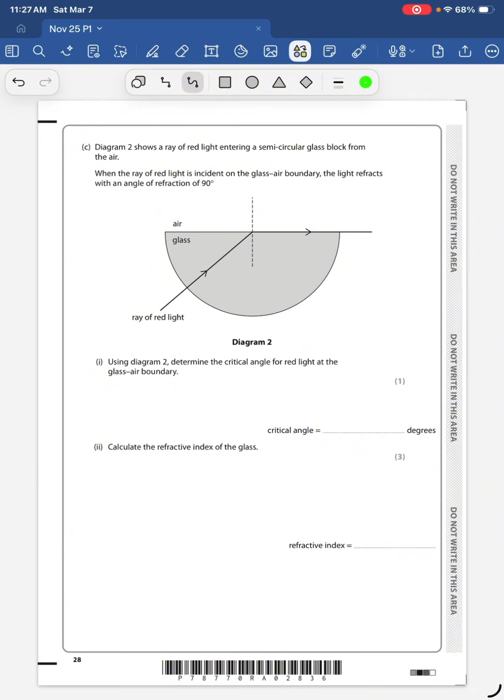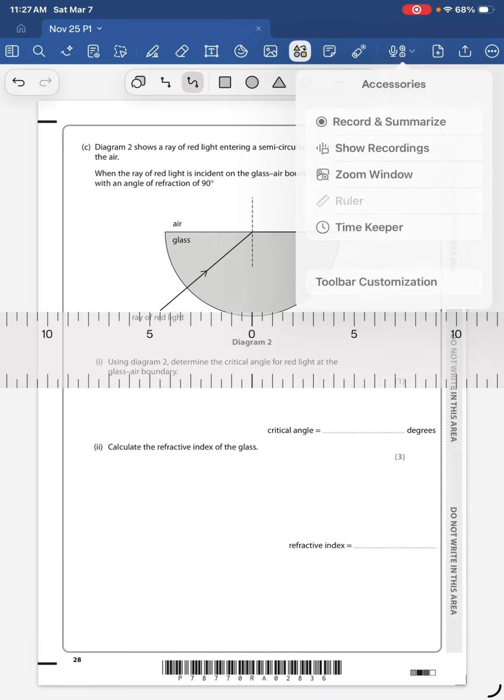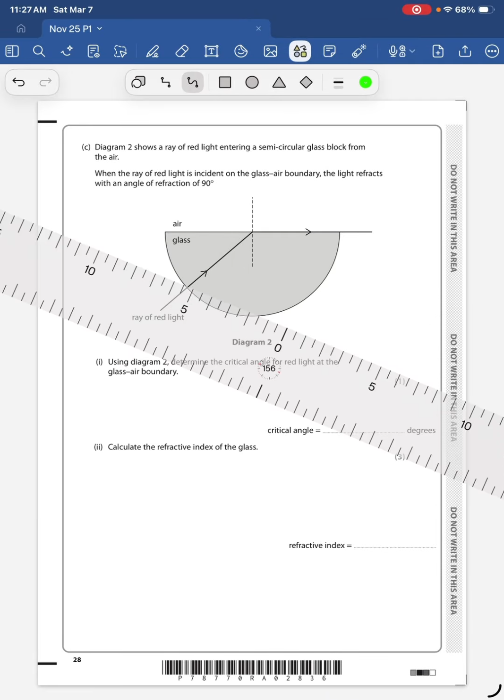So you need to use your protractor, I'm trying to say. So no, they don't have. Yeah, the ruler. Okay.